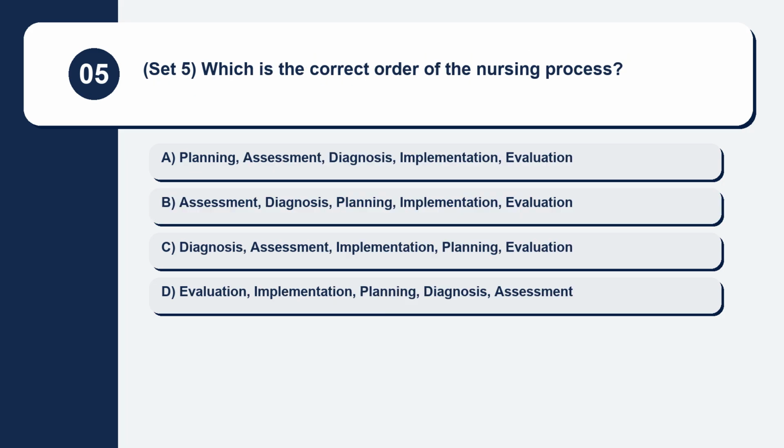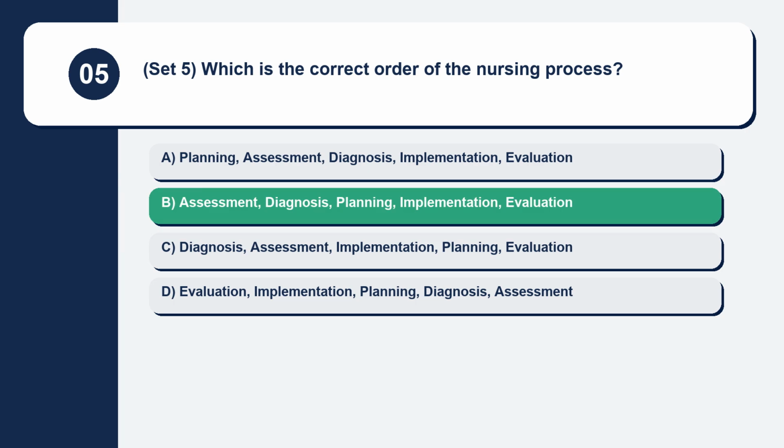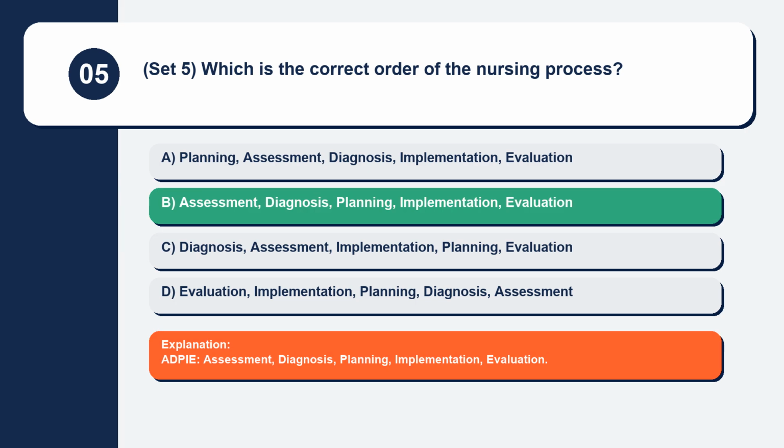Question 5. Set 5. Which is the correct order of the nursing process? Planning, assessment, diagnosis, implementation, evaluation. Assessment, diagnosis, planning, implementation, evaluation. Diagnosis, assessment, implementation, planning, evaluation. Evaluation, implementation, planning, diagnosis, assessment. ADPIE: assessment, diagnosis, planning, implementation, evaluation.